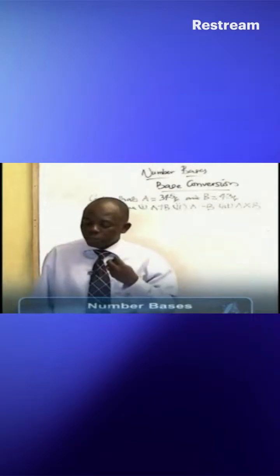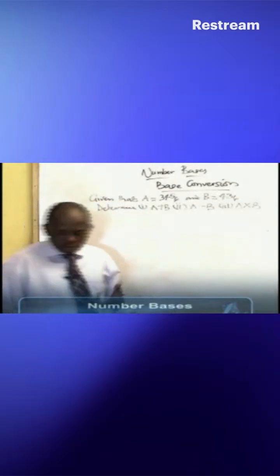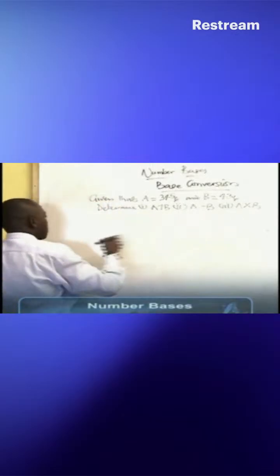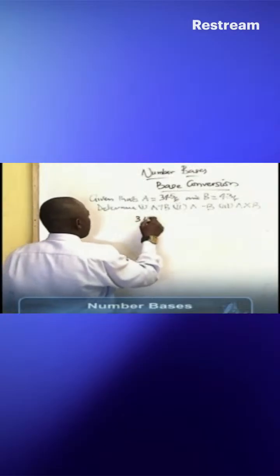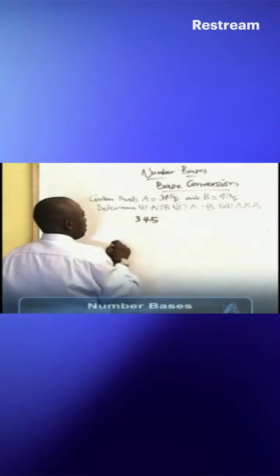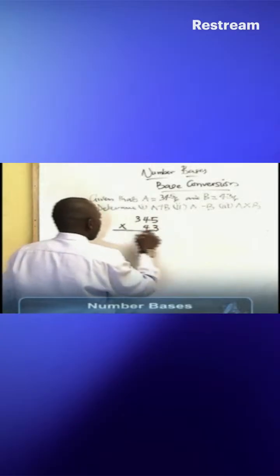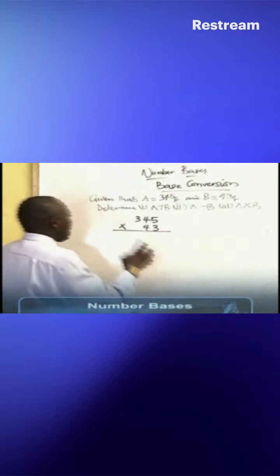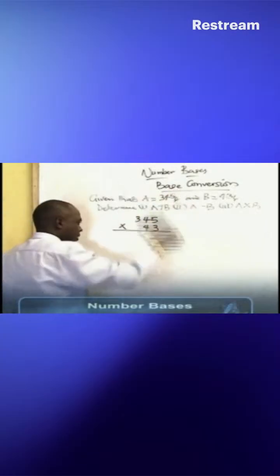Alright, the third operation is multiplication. Multiplication, just like we have for A multiplied by B. Now look at this. A is 345, B is 43. Again, I have already specified that you are dealing in base 6.